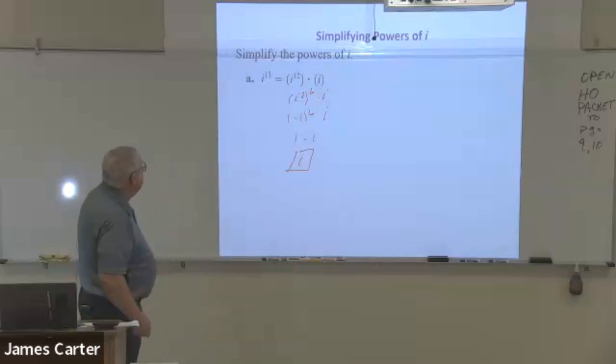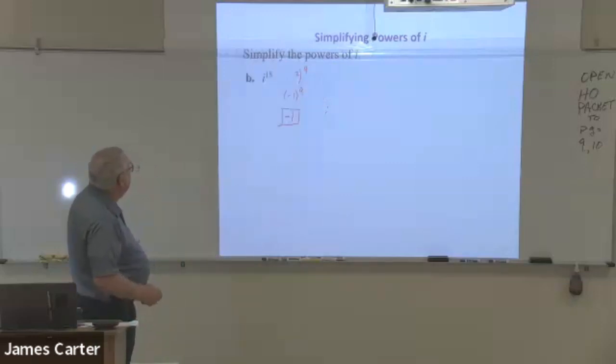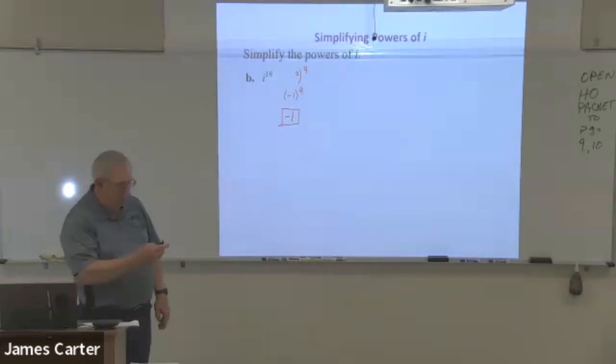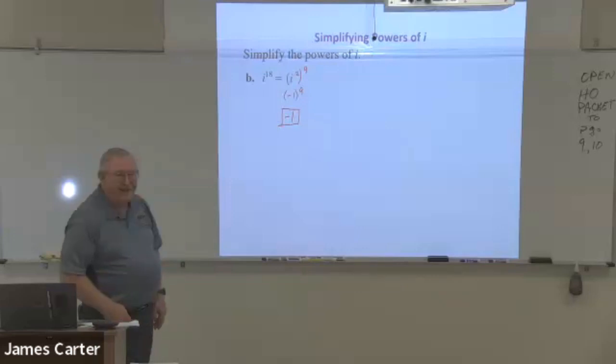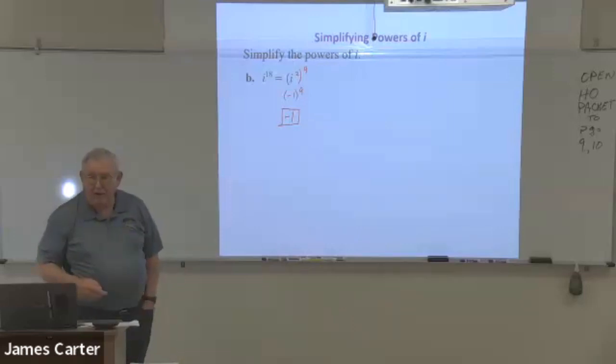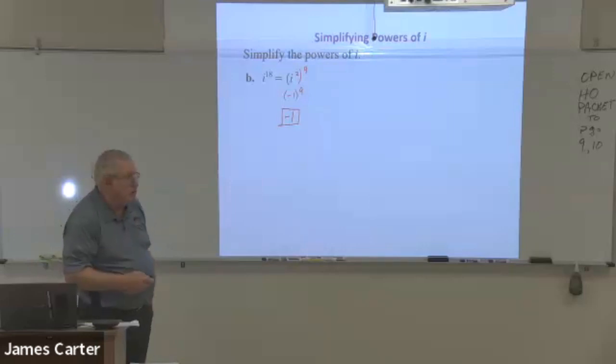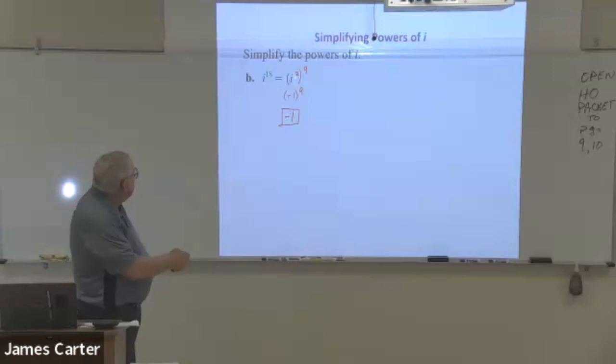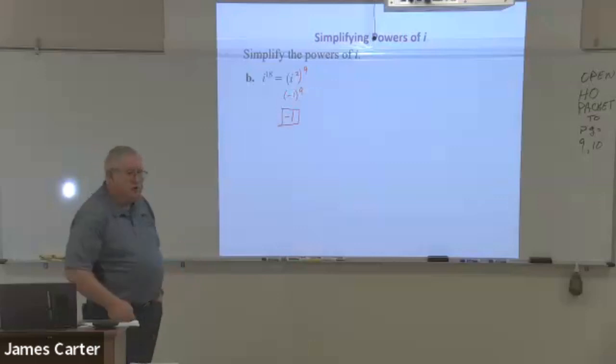Let's look at another one. Okay, i to the 18th. This one's already an even power. So I don't need to pull that 1 out. That's only on odd powers. Here I've already got an even power. So I break it down into i squared to the half of what it was. Well, i squared is negative 1 again. Negative 1 to the 9th power.